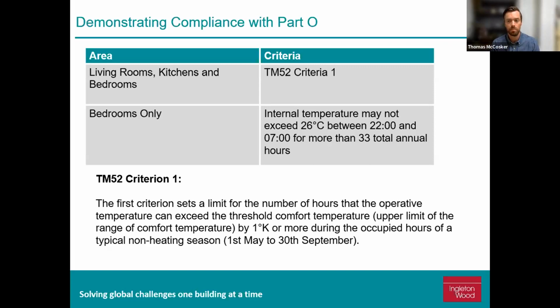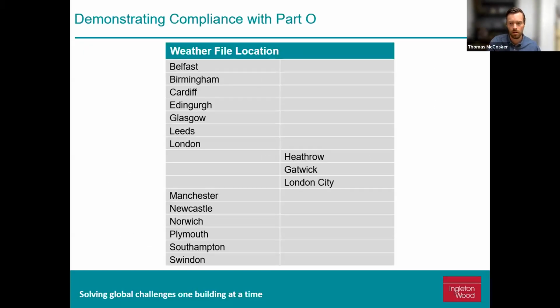The second assessment is a bedroom test to make sure that people are able to sleep comfortably all year round. This assessment looks at the internal temperatures of a bedroom. They may not exceed 26 degrees C between 10 o'clock at night and 7 in the morning for more than 33 hours annually. That's a really important number to remember, as we'll touch on it in a minute. But because some future weather files don't even have that outside, let alone allowing for that inside, appropriate weather files must be used.